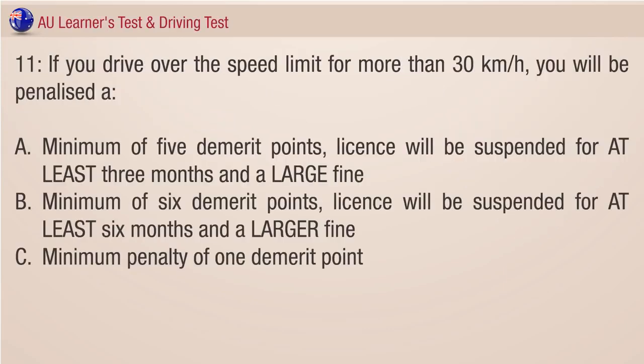Question 11. If you drive over the speed limit for more than 30 kilometers per hour, you will be penalized. A. Minimum of 5 demerit points, license will be suspended for at least 3 months and a large fine. B. Minimum of 6 demerit points, license will be suspended for at least 6 months and a larger fine. C. Minimum penalty of 1 demerit point.